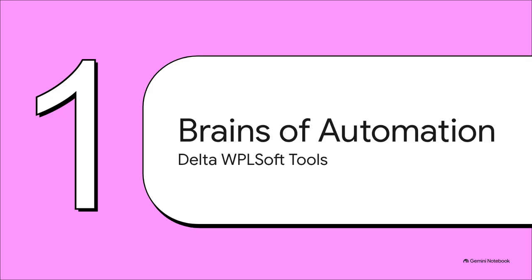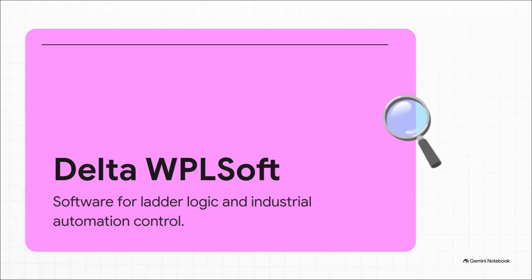Section 1. The brains of automation. Before we look at the code itself, let's set the stage with the core tools. So, our primary software environment here is Delta WPL Soft, which is used to write what's known as ladder logic. And I love this. Ladder logic actually looks just like electrical circuit diagrams because it was originally designed to mimic the physical wiring of old mechanical relay cabinets.